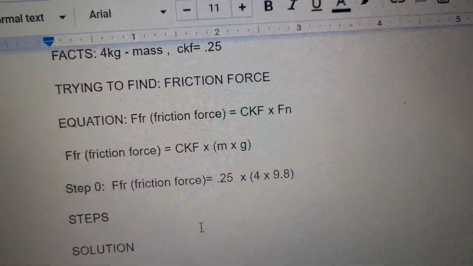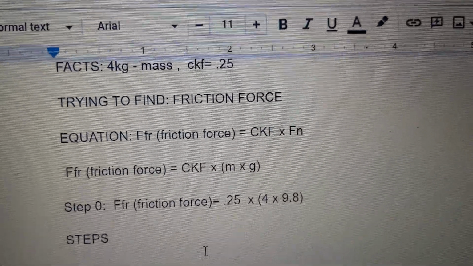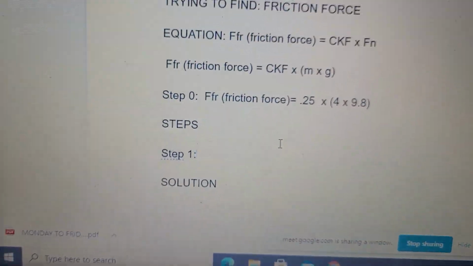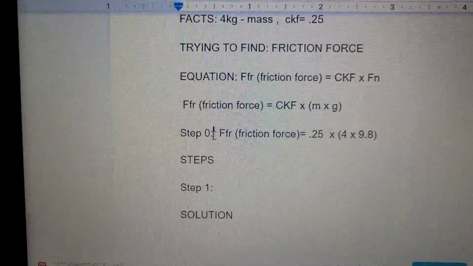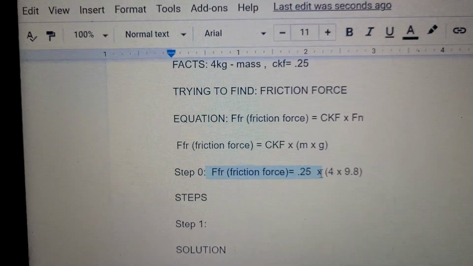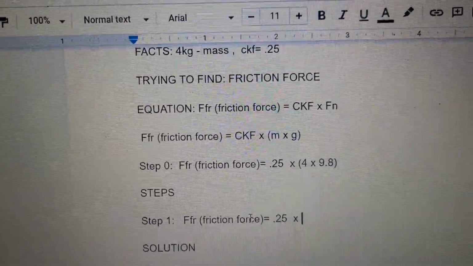So, step number 1. Now that you have your blueprint, or step 0, what's step 1 for you? What do you know how to do based on step 0? The parentheses. Multiply within the parentheses. Good, that's a beautiful observation. So go ahead and do that. When you multiply 4 times 9.8, what is your new step that you're now working with?